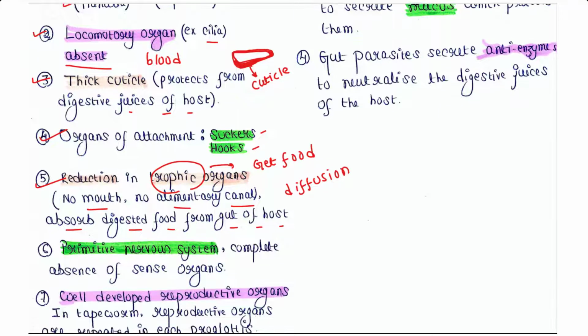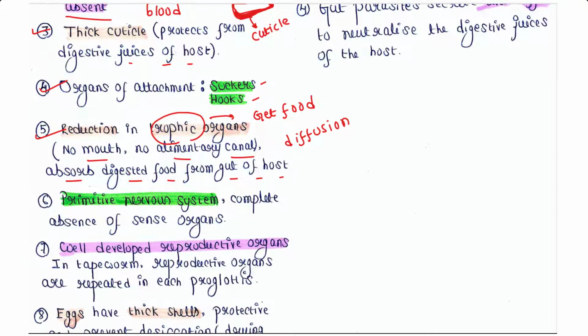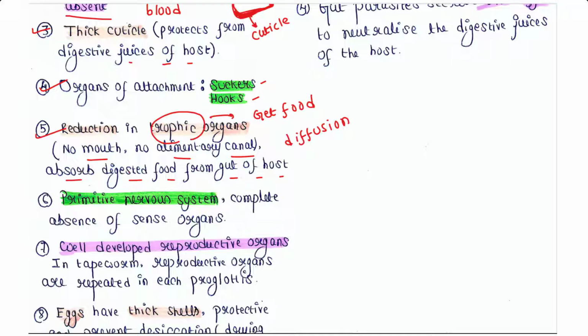Next is primitive nervous system is present in them. So they don't have any advanced nervous system, and sense organs are completely absent in their body because they don't need them. They don't need any advanced nervous system or sense organs to sense something.